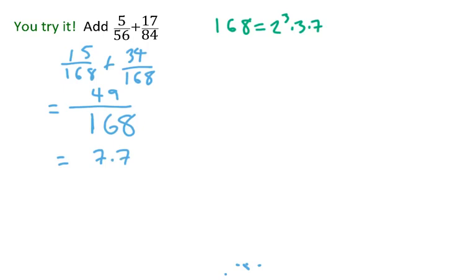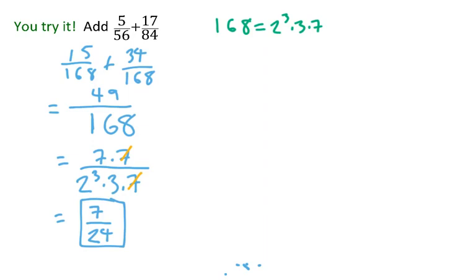And if I look at my 168 in factored form, I see that 7 divided by 7 is 1. One of those factors will divide out. And then I just look at what's left. The numerator will be 7. And then 8 times 3, 2 to the third is 8, times 3 is 24. If all is said and done correctly, you get 7 over 24. Is that what you got?